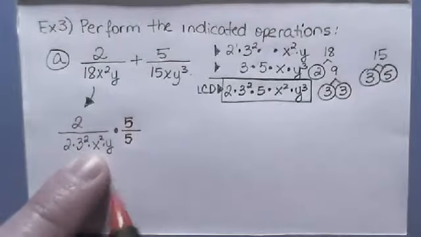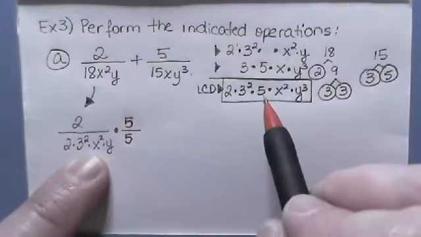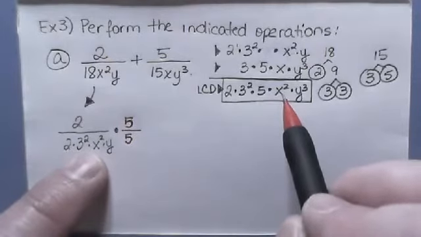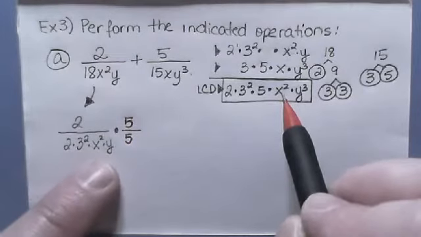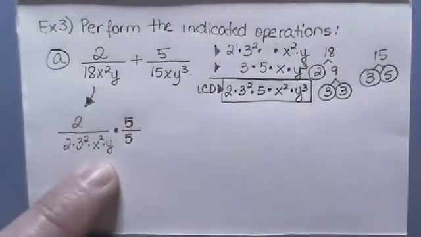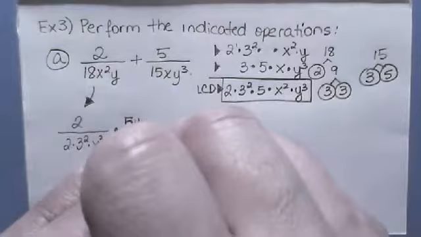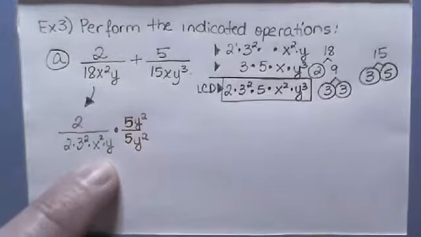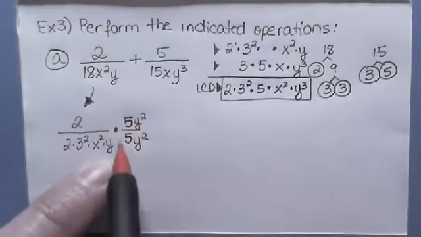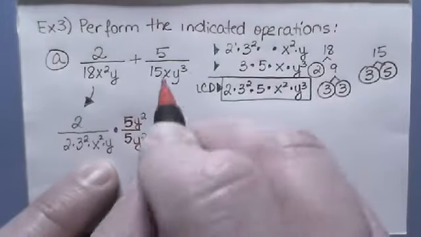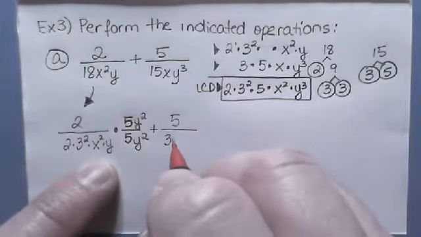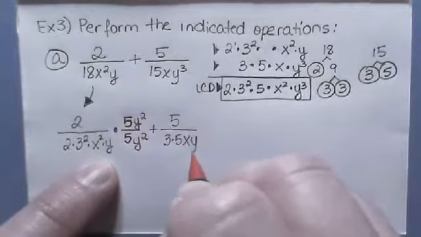Alright. Now, going down the list, we have x squared, and the LCD has x squared. And this guy here has a y, and the LCD has 3 y's. So I'm missing 2 y's right here. So this would be y squared and y squared. Alright, so that's what I'm going to multiply this guy by. Alright, now I'm going to copy down the next denominator, which is 5. Remember, I'm going to copy it in factor form, so this would be 3 times 5 x y to the third.